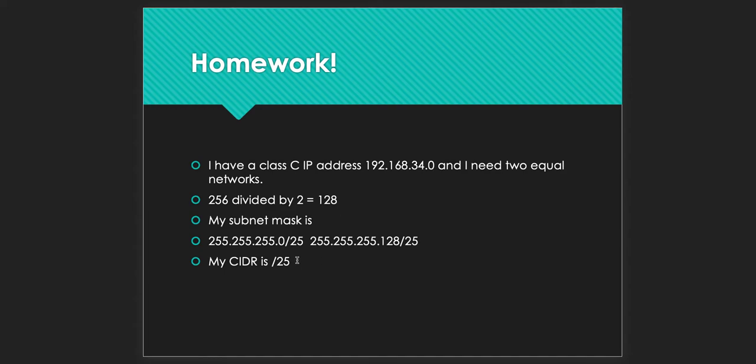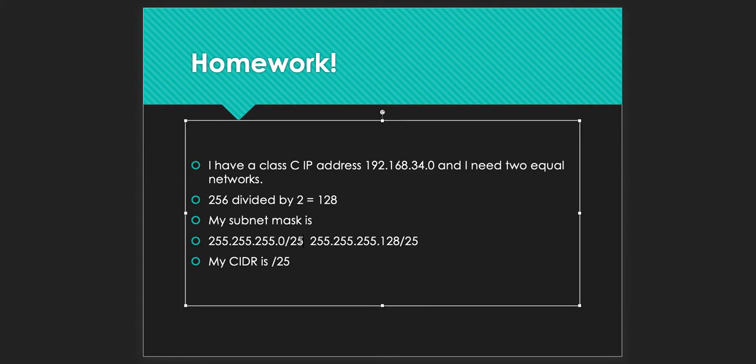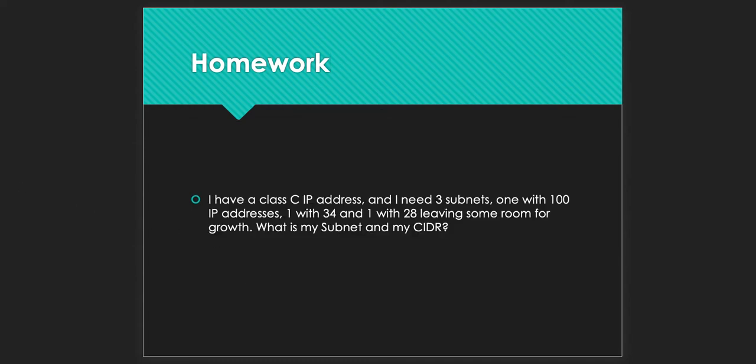My subnet mask is 255.0/25, right? Because that's my CIDR block. And then 128 by 25. So my CIDR is 25. All right, so remember, we're counting bits. And we'll go over how to count bits here in a little bit. Right? So here you go, some homework.